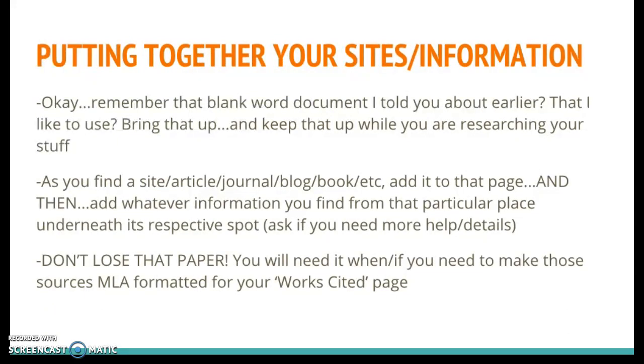So you remember that blank document that I told you about earlier, the Word document, or if you want to choose a Google document, go for it. Bring that up and keep that somewhere you can see when you're researching the stuff you need. And as you find a website, an article, a journal, blog, book, whatever, add it to that page. And then whenever you get information from each particular site, article, ebook, or whatever, place it underneath its respective spot. This way you won't question where you got that sliver of information.